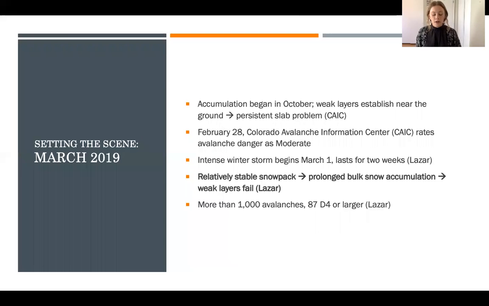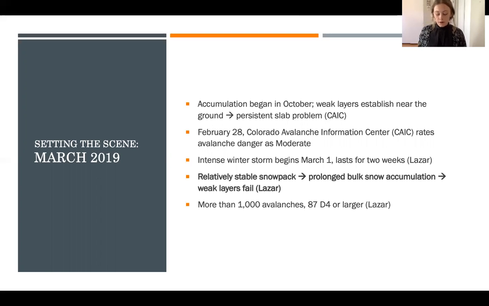This problem exists throughout much of the season in Colorado's continental snowpack and is the result of those facets near the ground usually. So in early March, a severe winter storm began and it lasted for 2 weeks. Some areas saw up to 170 millimeters of SWE fall during this storm. Prior to this storm, the snowpack was relatively stable, which essentially prolonged the period of snow accumulation before large natural avalanches began to happen.